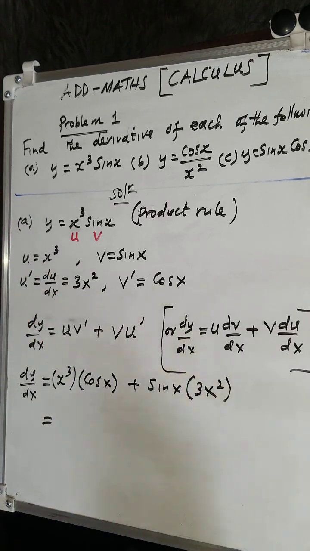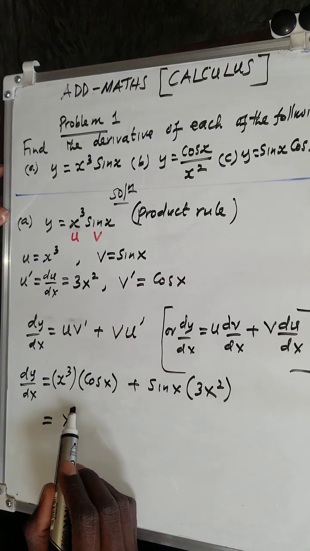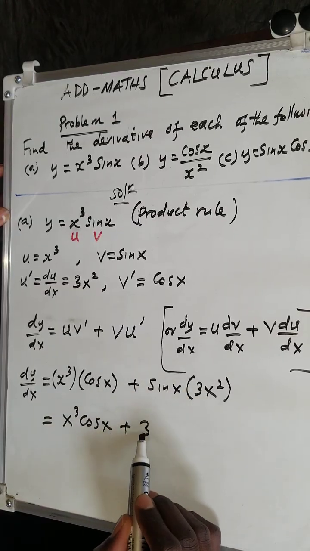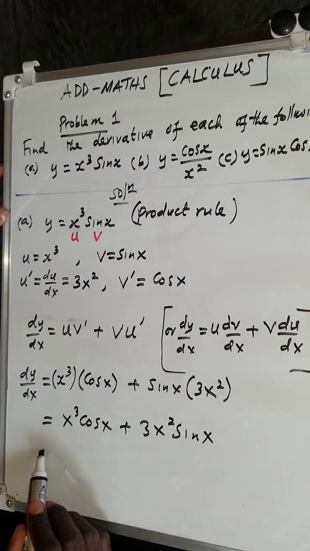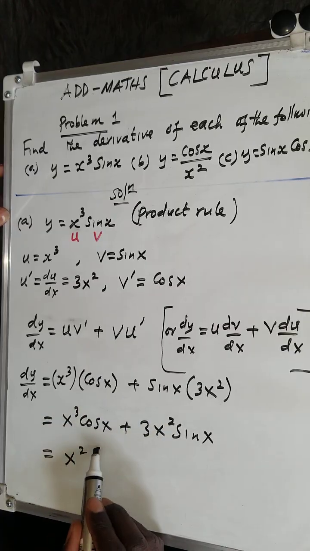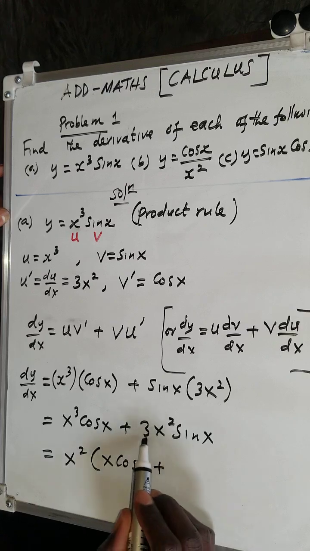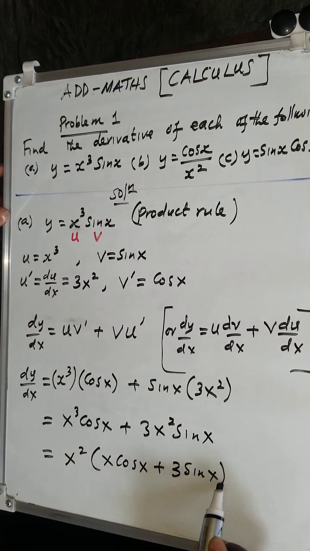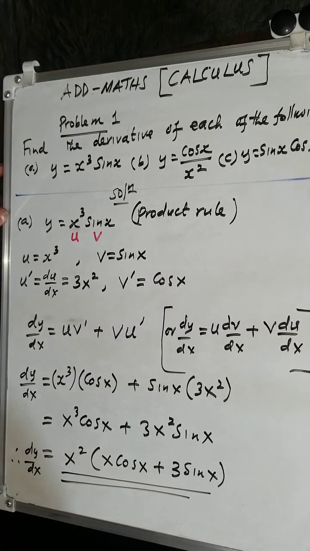So you just expand and try to see if you can factorize and simplify it. This times that will give us x raised to the power 3 cos x, plus this times that will give us 3x squared sine x. x squared is common, so I can move it out. When I divide by x squared, I remain with x cos x, plus 3 sine x. So this is actually our dy over dx that they wanted you to get.